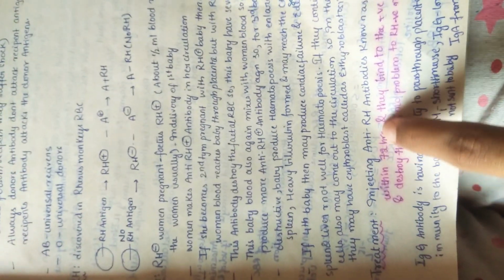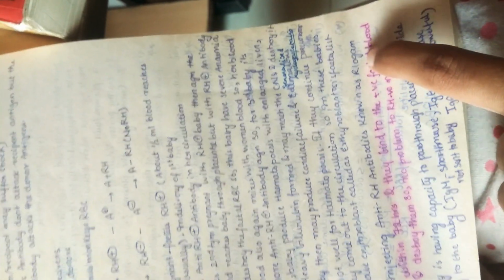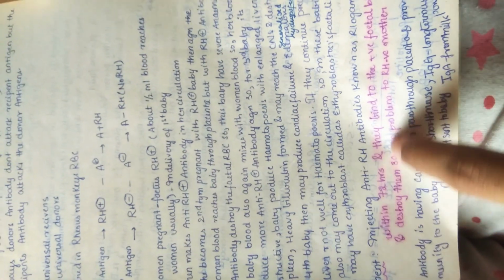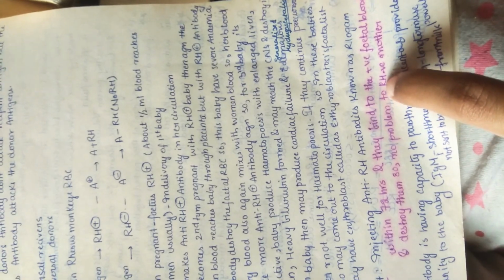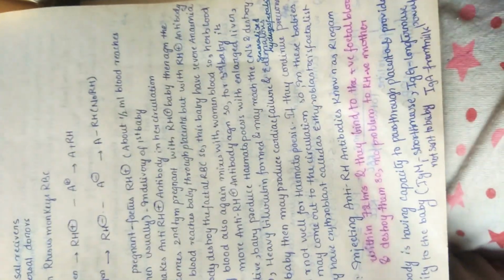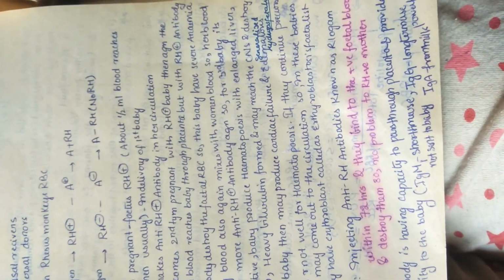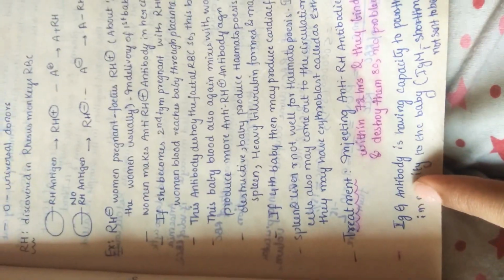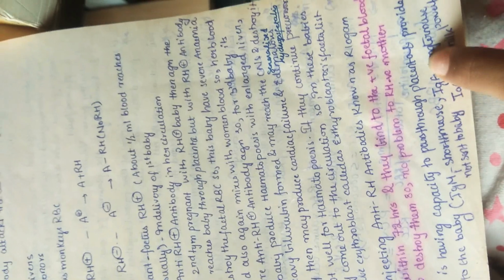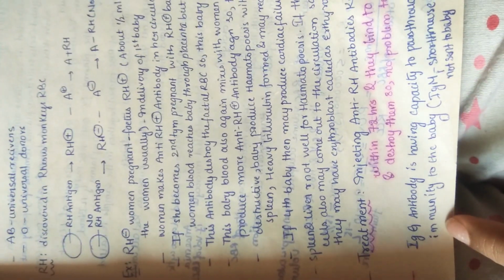And treatment is injecting anti-Rh antibodies. It is known as Rhogam, given within 72 hours, and they bind to the Rh positive fetal cells and destroy them. So there is no problem to the Rh negative mother. If you give this injection, it will block these antibodies so that there is no problem to the mother or fetus. And IgG antibodies have the capacity to pass through the placenta and provide immunity to the baby.